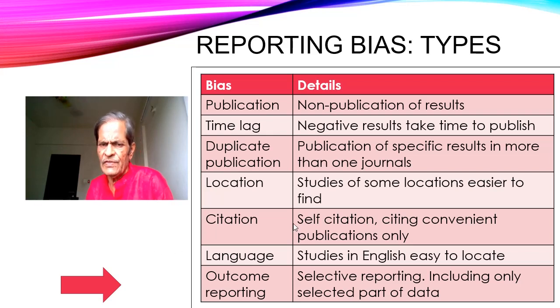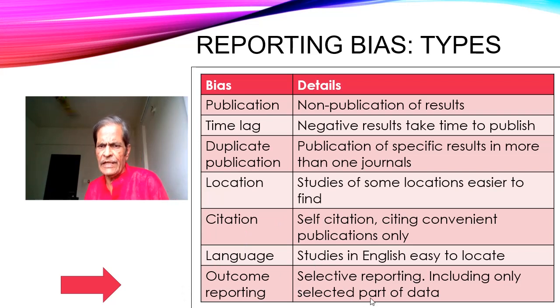Language bias: the studies in certain languages are easy to find. For example, in India, studies in English are easy to locate compared to studies in, say, the Russian or Chinese language. Because of that, we rely only on studies published in English, and that reporting bias will occur.